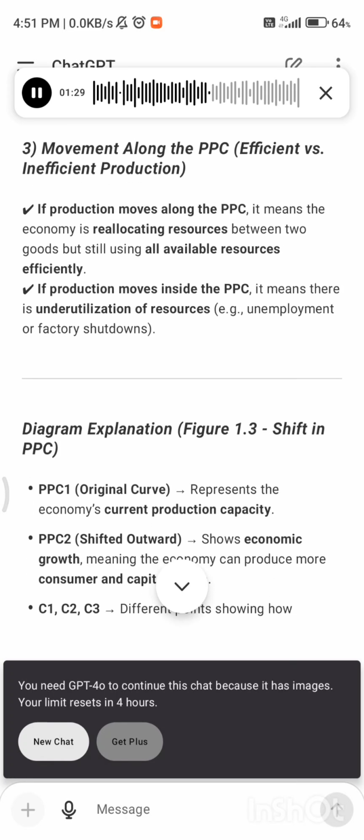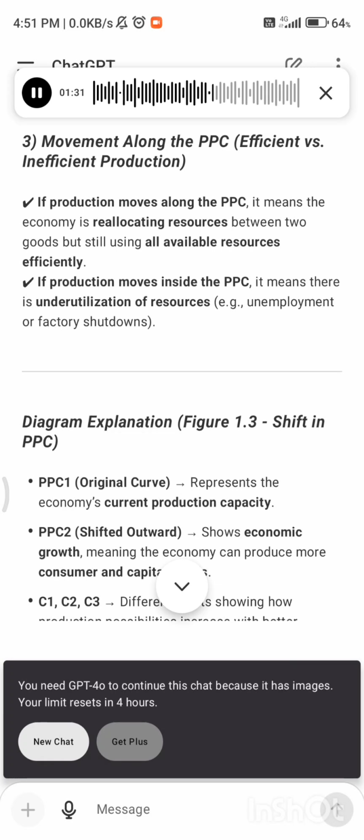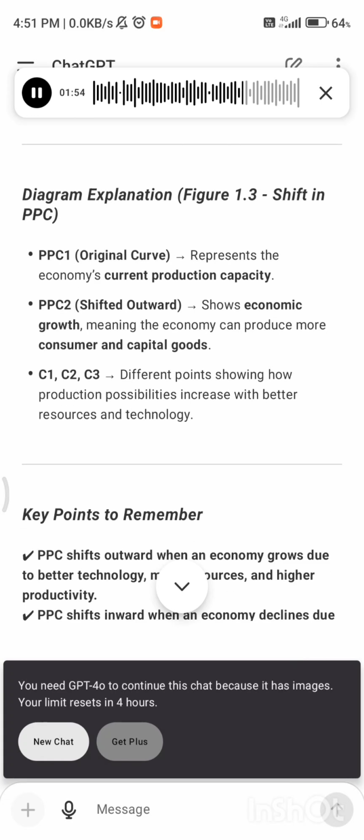3. Movement along the PPC, efficient versus inefficient production. If production moves along the PPC, it means the economy is reallocating resources between two goods, but still using all available resources efficiently. If production moves inside the PPC, it means there is underutilization of resources, for example unemployment or factory shutdowns. Diagram explanation, Figure 1.3, Shift in PPC.